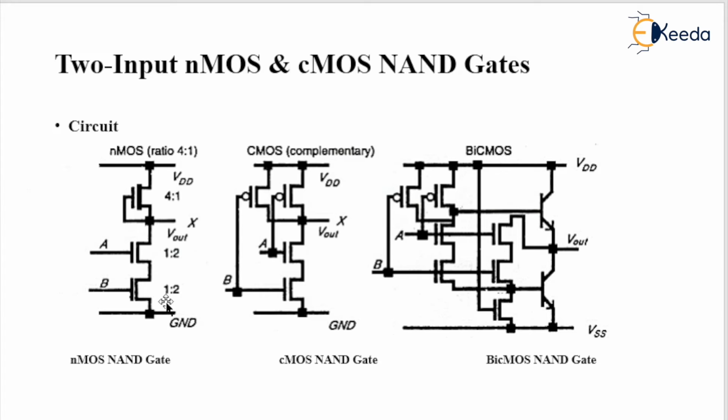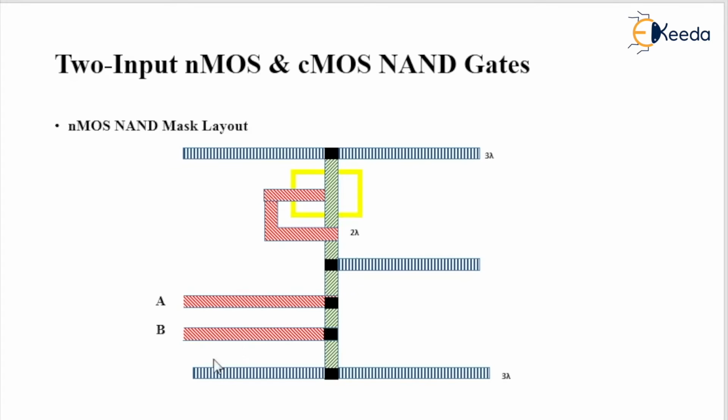Both are transistors with input terminals A and B. A transistor exists when the polysilicon crosses the diffusion part. This red color is polysilicon, and here this red color is also polysilicon, and this green color is N diffusion. Here the poly is crossing this N diffusion, so a transistor exists here, and here also the poly is crossing this N diffusion, so a transistor exists here, with the input terminals A and B.